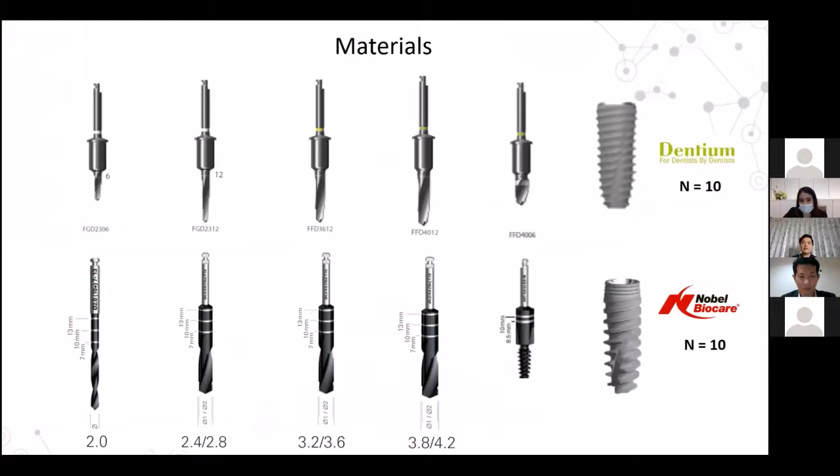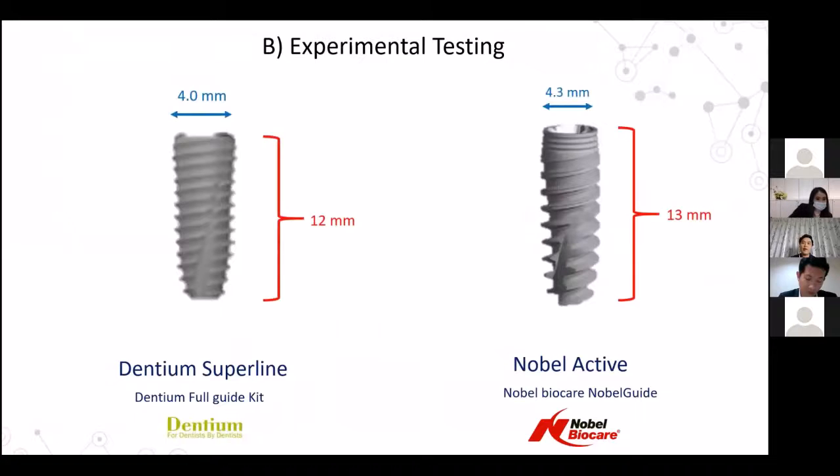I use 5 drilling burs per model. The dental fixture size used for Nobel Biocare is 4.3 millimeters in diameter and 13 millimeters in length, and for Dentium the length is 12 millimeters.